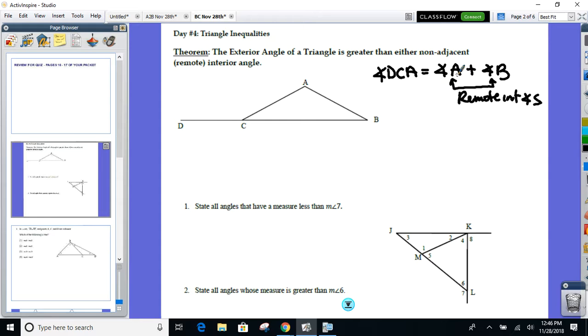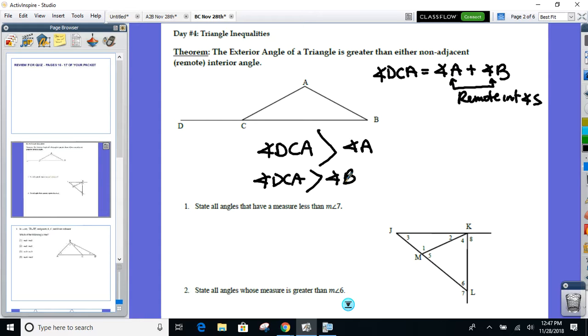If that's the case, answer this question for me. Which angle's bigger, DCA or angle A all by itself? Why? Well, if DCA is equal to these two added up, shouldn't DCA be bigger than each of these by itself? Yeah, and that's the big thing, first half of today's notes, which is any exterior angle is always bigger than either remote interior. All right?